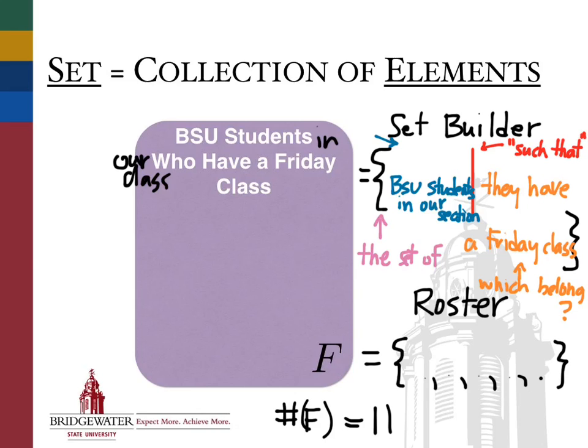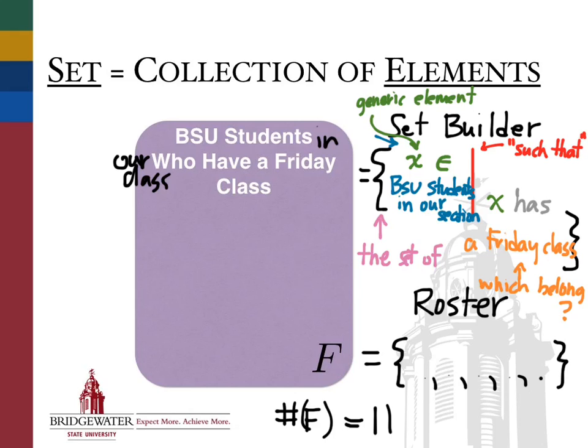If I want to expand this set builder notation a little bit more, what we'll often do is say that this is the set of all elements X. So now we're giving the generic element in a set a name. It's a set of all X which belong to the set of BSU students in our section, such that, and then instead of saying the word "they" here, now we can replace that with X. This is getting a little sloppy. I'll recopy it in a second.